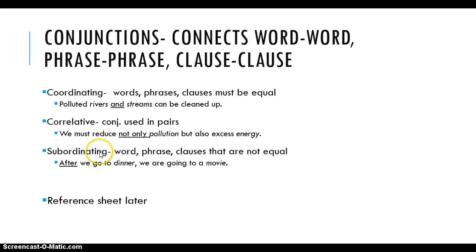And then subordinating conjunctions are things that are not equal. Okay, so remember, coordinating are equal, subordinating are not equal. So after we go to dinner, we are going to a movie. So that dinner takes precedence before the movie.